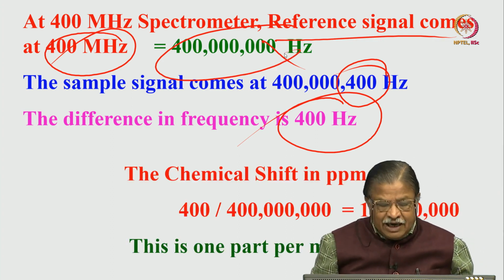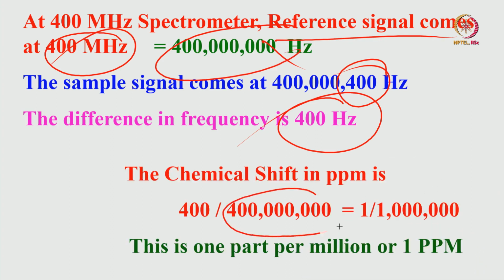Now, that is 400 hertz divided by the spectrometer frequency, which is 400 megahertz. Then what we are going to get is 1 over 1 million. This is what is called 1 part per million. This is how frequency is expressed as ppm. If you want to calculate the ppm, you should know the difference in frequency between the signal and the reference divided by the spectrometer frequency in megahertz.